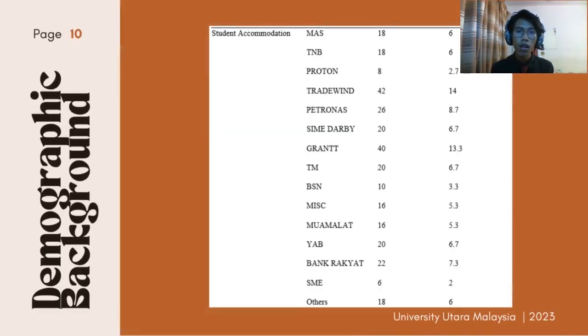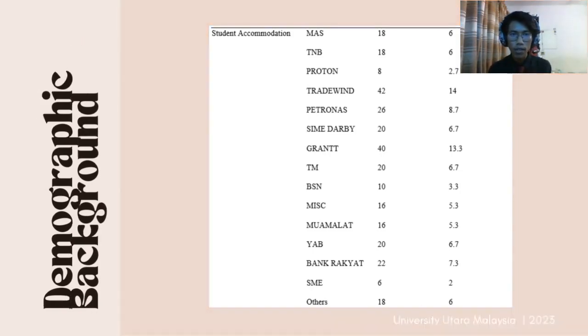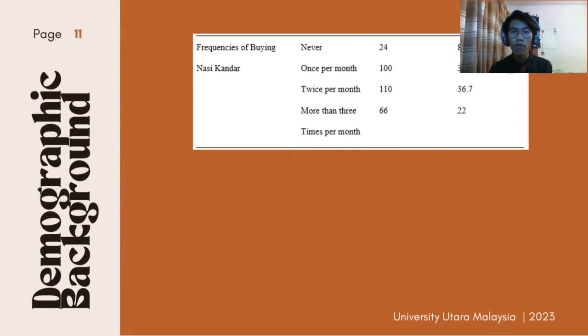The highest number of respondents is from the student accommodation Tracks Wins with a total of 42 respondents or 14%. The lowest number of respondents is from the student accommodation SME with a total of 6 respondents or 2%. Lastly, the highest frequency of respondents buying nasi kandar is twice per month with a total of 110 respondents or 36.7%, while the lowest frequency is never with a total of 24 respondents or 8%.